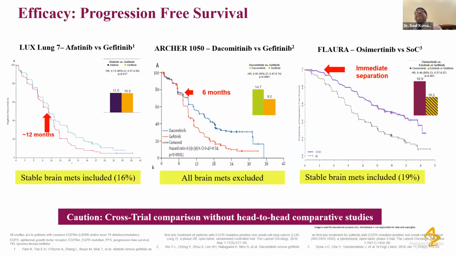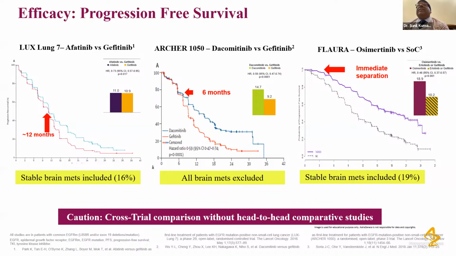This is the progression-free survival, and a caution which I want to convey to you is that this is cross-trial comparison without head-to-head comparison in the studies I am discussing. If you see the LUX-Lung 7, where we are comparing afatinib versus gefitinib, first generation versus second generation, the important thing is stable brain mets were included, roughly 16%. And just see the graph. The graph was almost overlapping up to 12 months. Even the response rate was almost the same, hazard ratio 0.73.